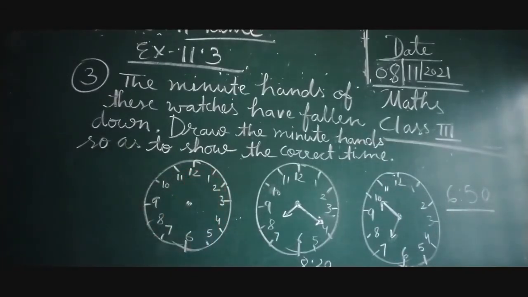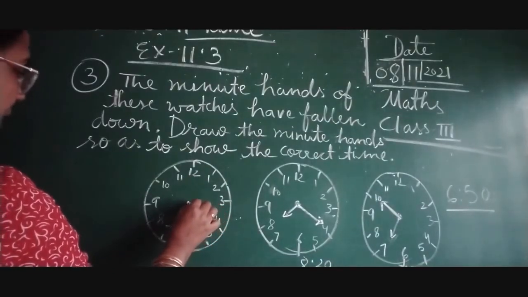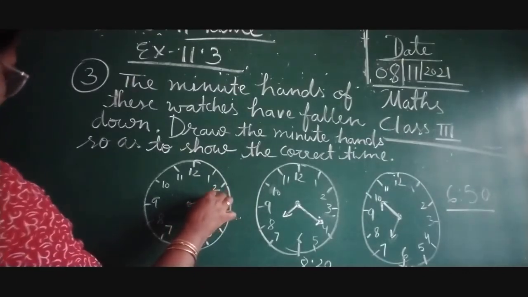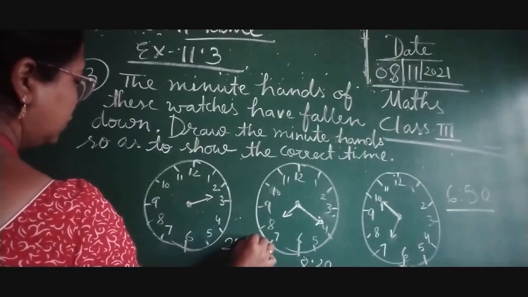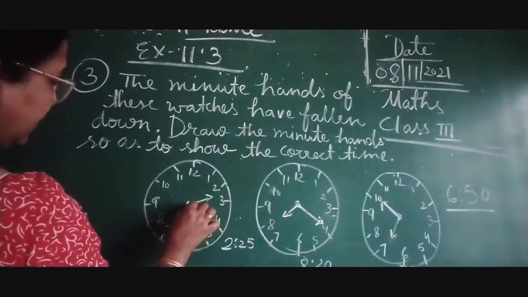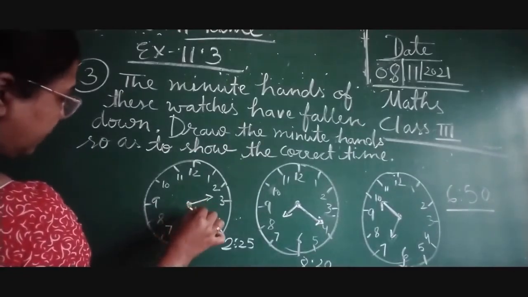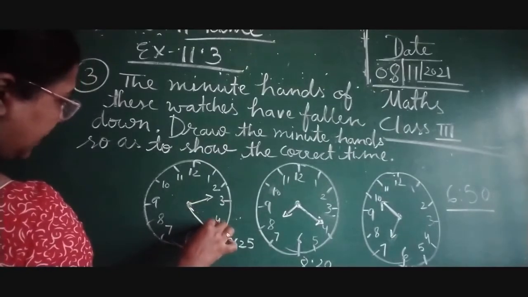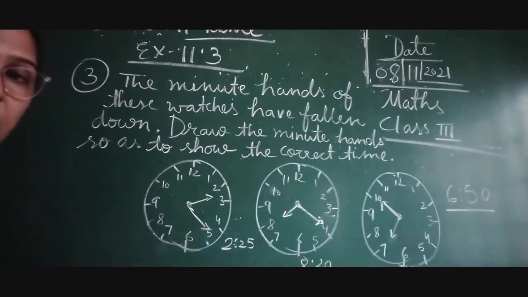Now here children, you can see the shorter hand is already drawn, in between 2 and 3, and you have to show 2:25. The time you are going to show is 2:25. It means we are going to draw our minute hand at 25, because it is going to be 2:30. So that is why we will write over here 2:25.